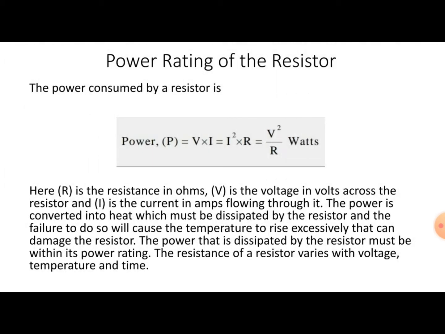Power rating of the resistor. The power consumed by a resistor is power equal to V into I, equal to I squared R, equal to V squared by R watts. Here R is the resistance in ohms, V is the voltage in volts across the resistor, and I is the current in amps flowing through it. The power is converted into heat which must be dissipated by the resistor, and the failure to do so will cause the temperature to rise excessively that can damage the resistor. The power that is dissipated by the resistor must be within its power rating. The resistance of a resistor varies with voltage, temperature and time.